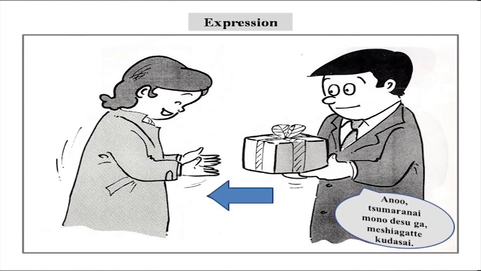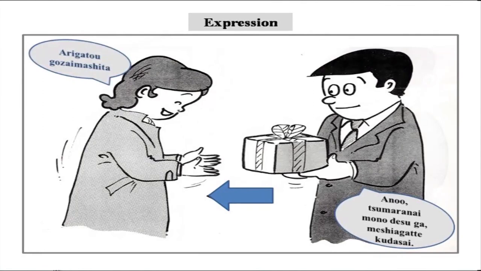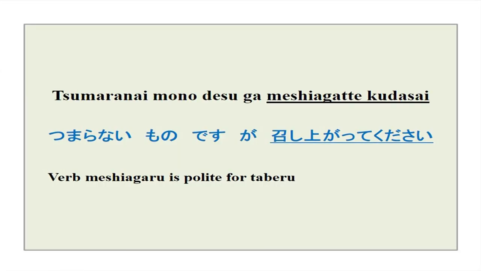So meshiagarimasu is polite for tabemasu and thus this is a cake. So meshiagatte kudasai, please have it, please eat it. And the reply is arigato gozaimashita. So please remember, whenever you visit someone, you take a present, and when you give the present, this is the phrase to be used. Tsumaranai mono desu ga meshiagatte kudasai.